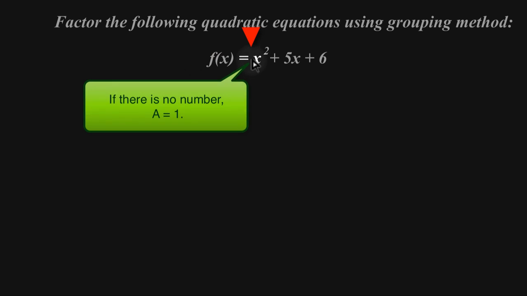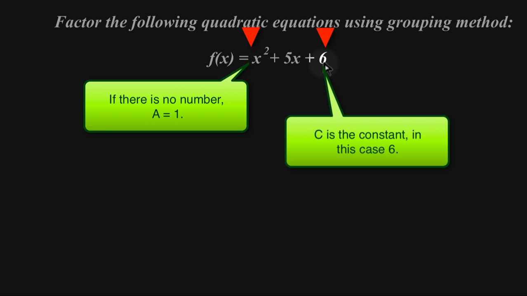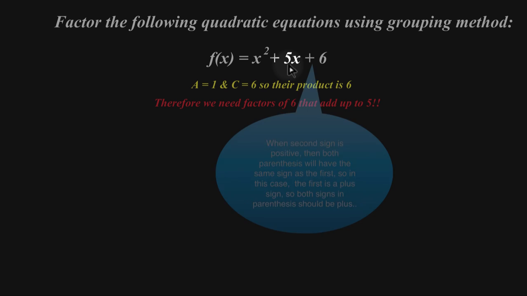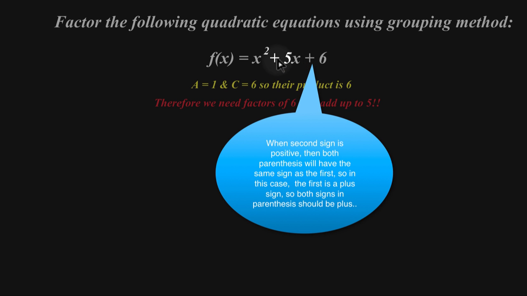Well, if you remember, the first step is to take your A times your C to figure out what we need to break down. So A is 1 if there's nothing there, coefficient of x squared, and C is a constant. So A is 1, C is 6, their product is 6. So we are looking for factors of 6 that add up to the middle term B, in this case 5. Or subtract. Actually, in this case, since this is plus and plus, they need to add. Okay, there is no subtraction.